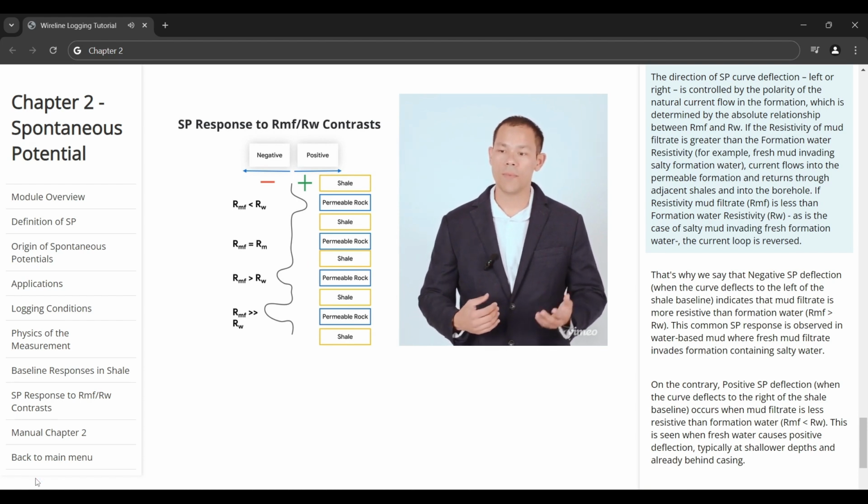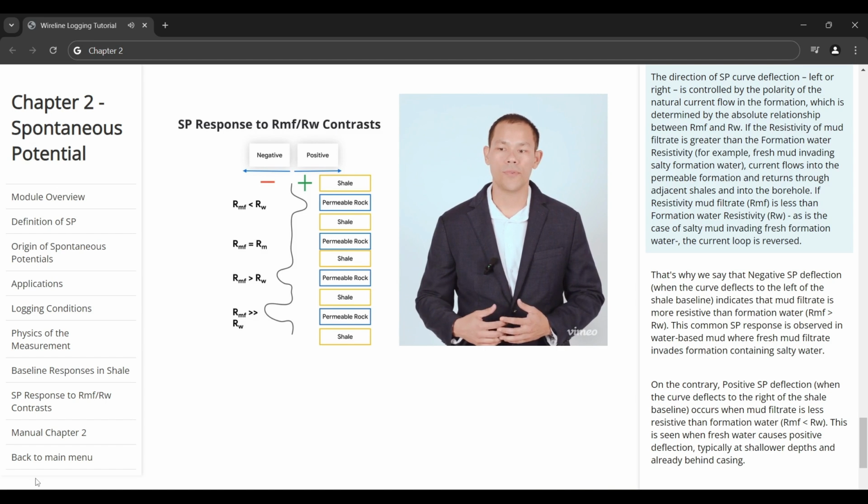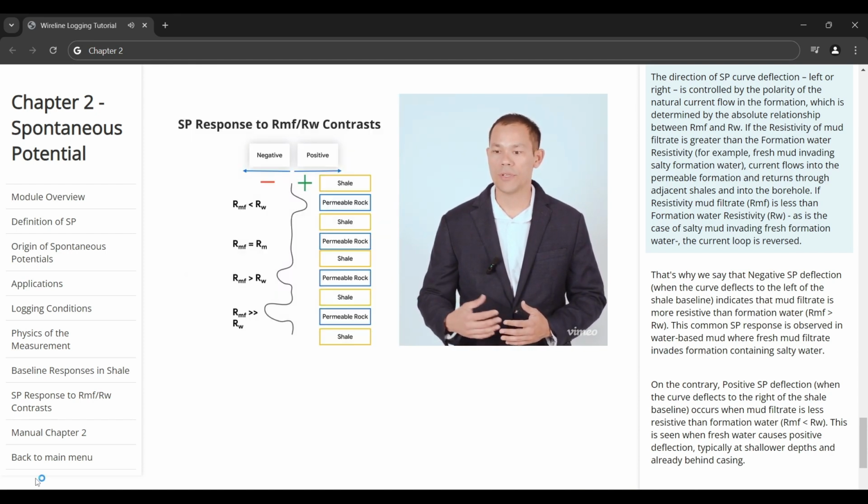If the resistivity of the mud filtrate is greater than the formation water resistivity, for example, fresh mud invading salty formation water, current flows into the permeable formation and returns through adjacent shales back into the borehole. If the resistivity of mud filtrate is less than formation water resistivity, as is the case of salty mud invading fresh formation water, the current loop is reversed.